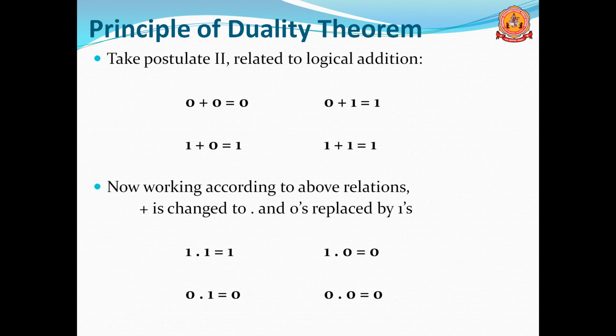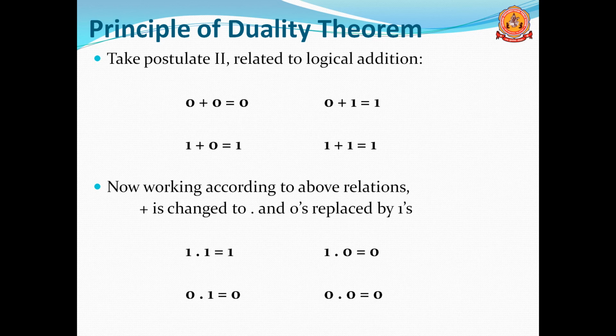Here is an example. Take the second postulate, logical addition. 0 plus 0 is equal to 0, 0 plus 1 is equal to 1, 1 plus 0 is equal to 1, and 1 plus 1 is equal to 1. Now take this example and apply the principle of duality. Plus is changed into the dot operation, 0 is changed into 1, and 1 is changed into 0.